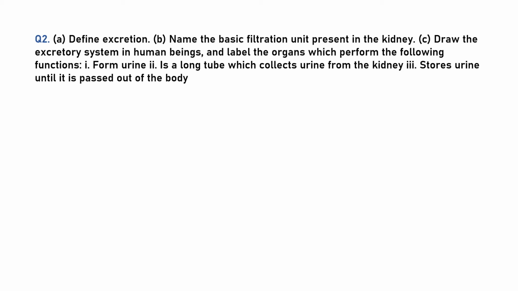Then, draw the excretory system in human beings and label the organs which perform the following functions. Form urine: kidney, you have to draw where the urine is formed. A long tube which connects urine from the kidney: that is the ureter. Then store urine until it passes out of the body: that is the urinary bladder. So I will try to draw a rough diagram of this.